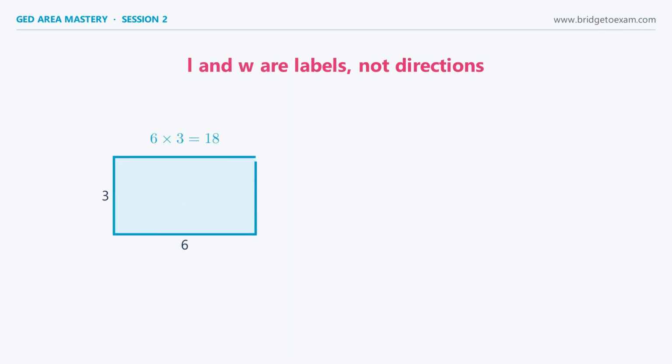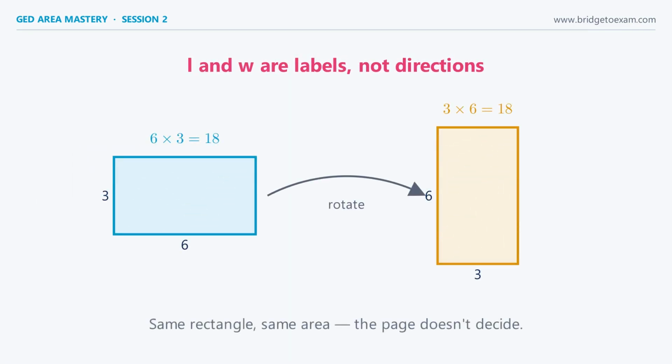One thing that trips people up. L and W are just labels, not required orientations. Rotate a rectangle and its area doesn't change. So pick any side as the length and the perpendicular side as the width. The GED rotates diagrams to see whether you're following the shape or the page.